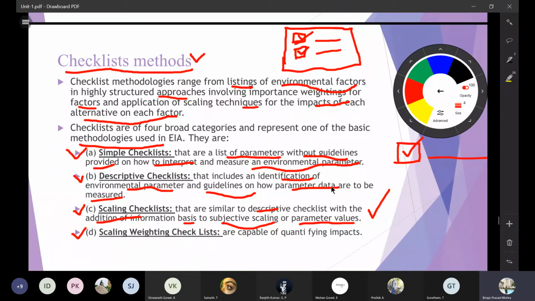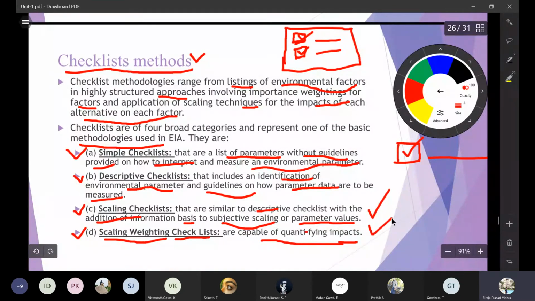be maintained. Okay, next one is the scaling weighting checklist. So these are the most advanced type of checklist methods, okay, which are capable of quantifying the impacts. Okay, so this is all about the checklist method which you have in your syllabus. Okay, this is the second method which we covered for the environmental impact assessment.